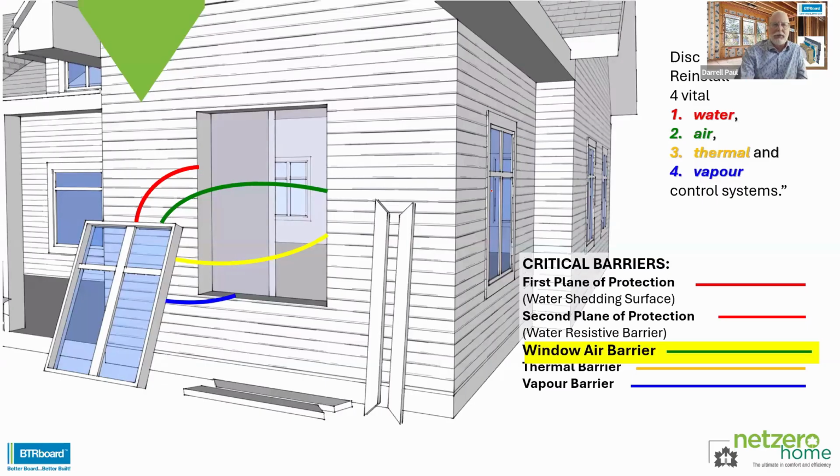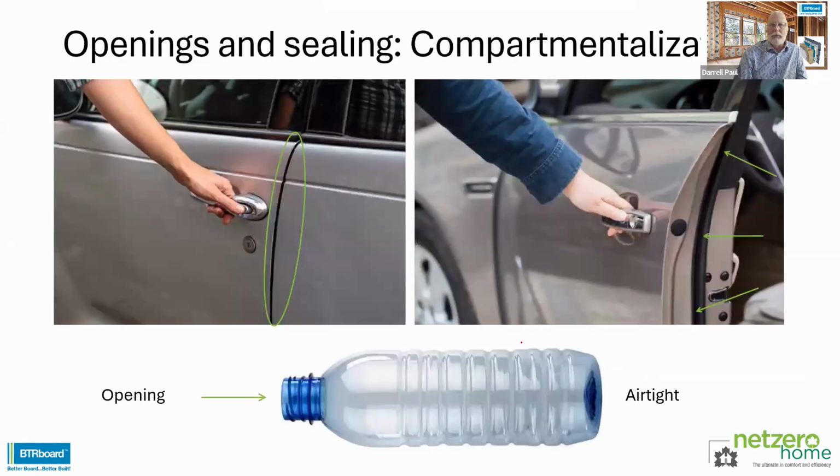But then notice down here, we're talking about the window air barrier. So what is the air barrier and where does it fit into the window in this application? Well, almost equally important as water is the air barrier. And let's illustrate it this way.